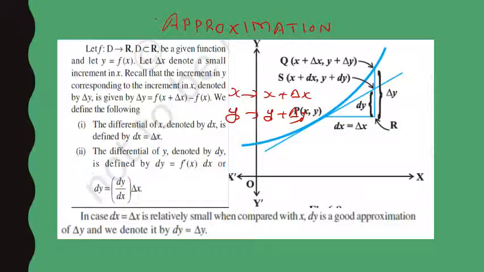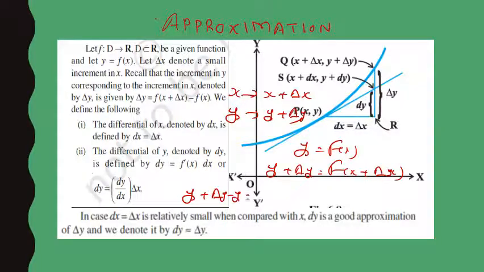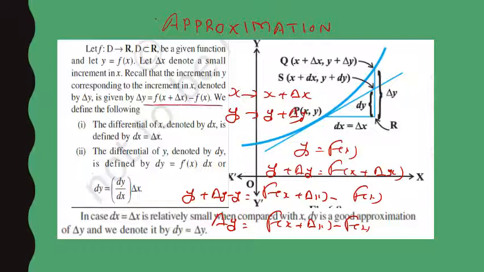So our function is what? Our y is equal to f of x. What is our y plus delta y? Y plus delta y is f of x plus delta x. Now, y plus delta y minus y is equal to f of x plus delta x minus f of x. So you are getting delta y is equal to f of x plus delta x minus f of x. And this is our delta y.